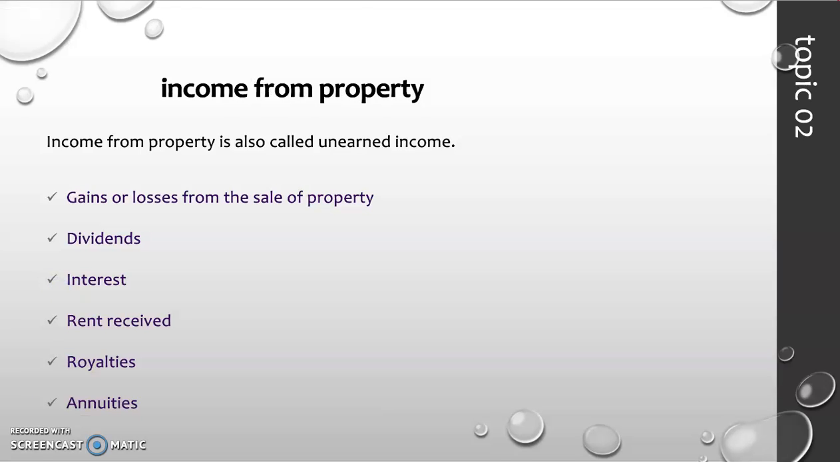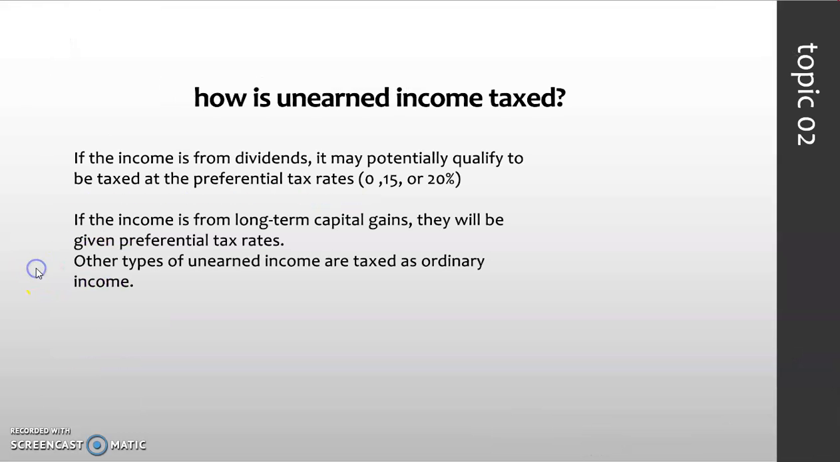Income from property. This is also referred to as unearned income. A few examples of unearned income are gains or losses from the sale of property, dividends, interest, rent received, royalties, and annuities. How is unearned income taxed? Well, if the income is from dividends, it can potentially qualify to be taxed at the preferential tax rates of 0, 15, or 20%. If the income is from long-term capital gains, they will be given preferential tax rates. Other types of unearned income are taxed as ordinary income.